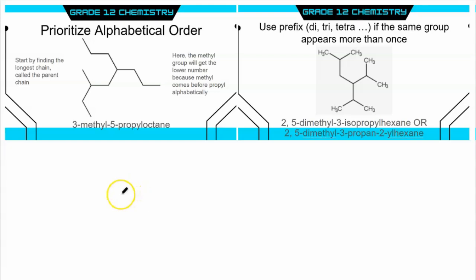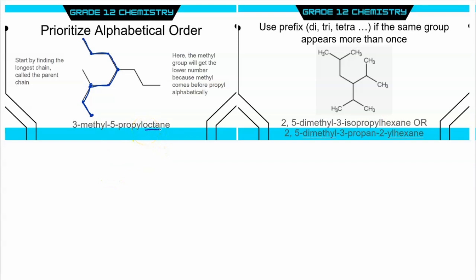All right, now it can get a little bit more complicated, so let's go over some rules. The first thing you're going to do is start by finding the longest chain. The longest chain is called the parent chain. So if you were to look at this example here, we could try finding the longest chain. You might go, so this is a carbon atom. So 1, 2, 3, 4, 5, 6, 7. Is that the longest? Well, let's try another one. What if we did 1, 2, 3, 4, 5, 6, 7, 8. That one's definitely longer. So let's use this one as our parent chain.